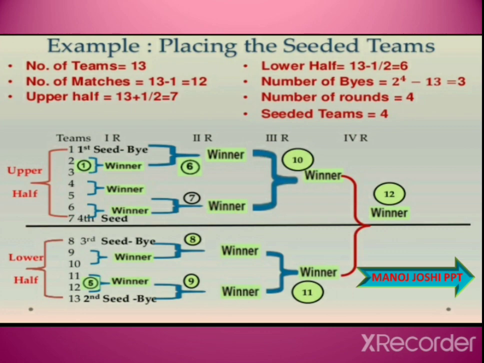Your fixture will be right when you see that only in the final do the upper half and lower half teams meet. Before that, no upper half team will play with a lower half team. Only in the final match do both halves meet together. This way we can understand that we have made the right fixture.